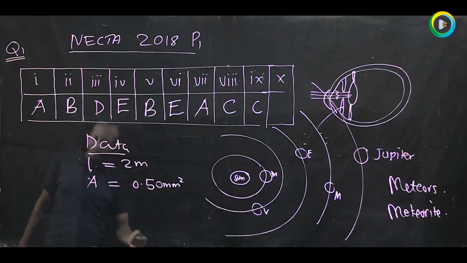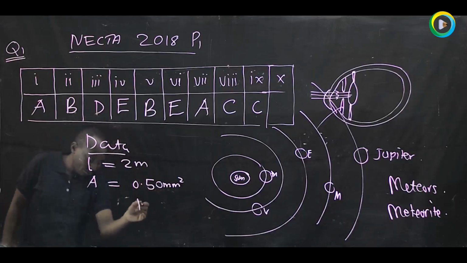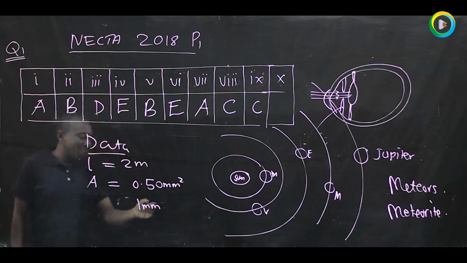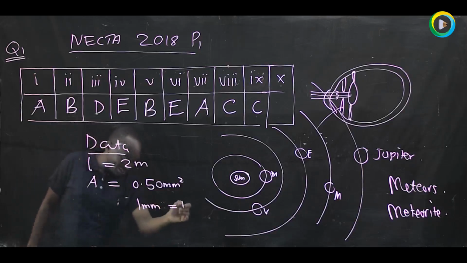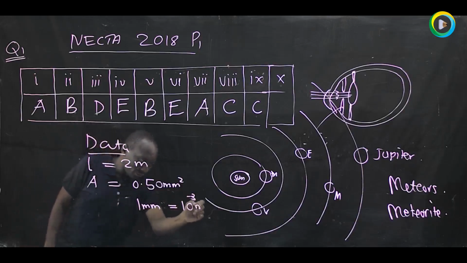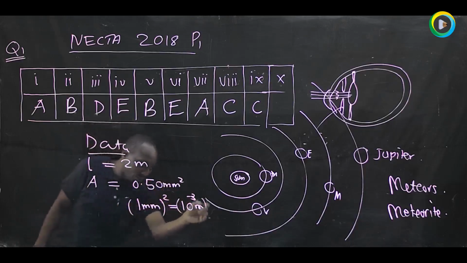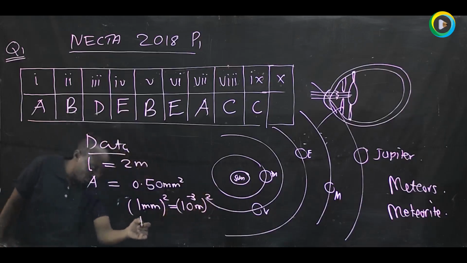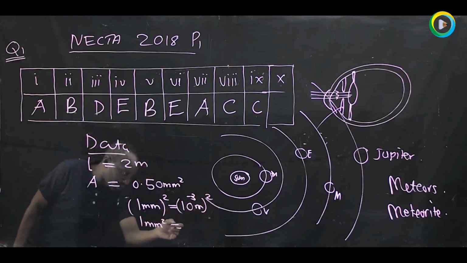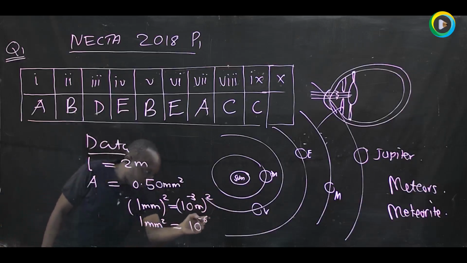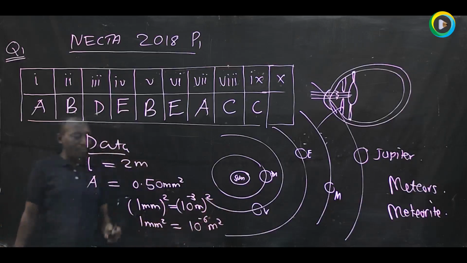The relationship here we can say 1 millimeter is equal to a milli. Milli is 10 power minus 3. You can say it is equal to 10 power minus 3 meter. This is the relationship. A milli is 10 power minus 3. But our point of interest here is to know the millimeter square. So we have to square this. And therefore you can say 1 millimeter square is equal to 10 power minus 6 meter square.